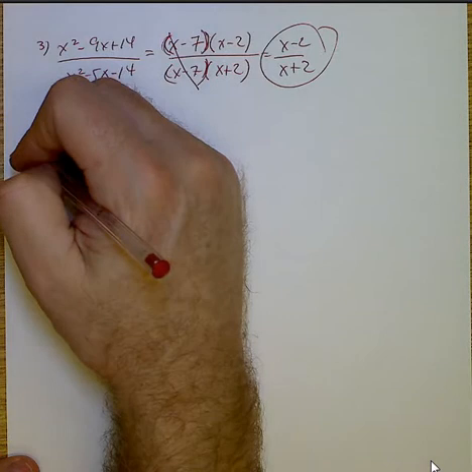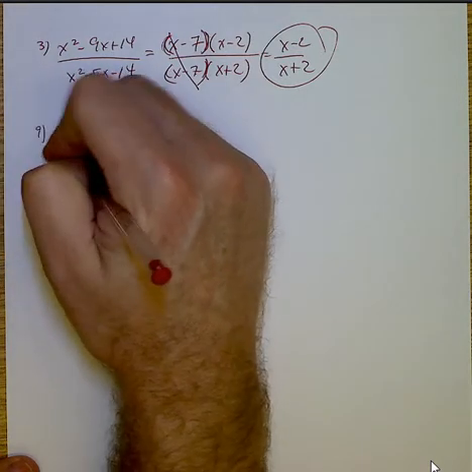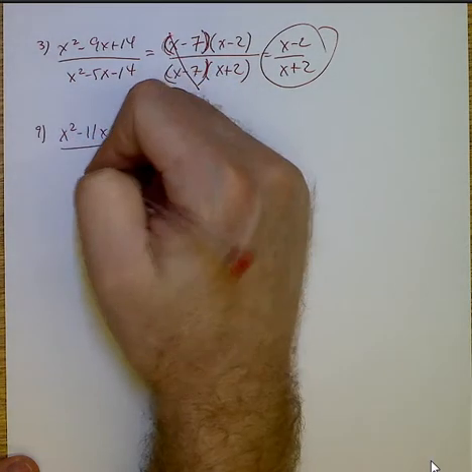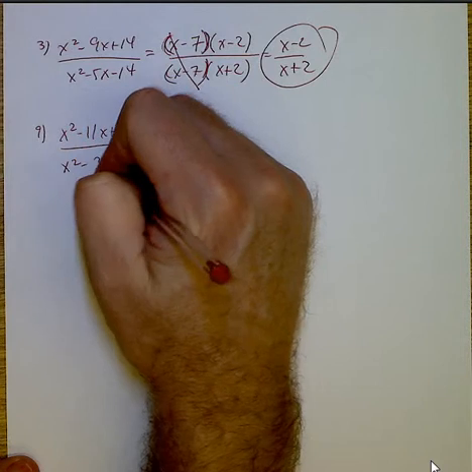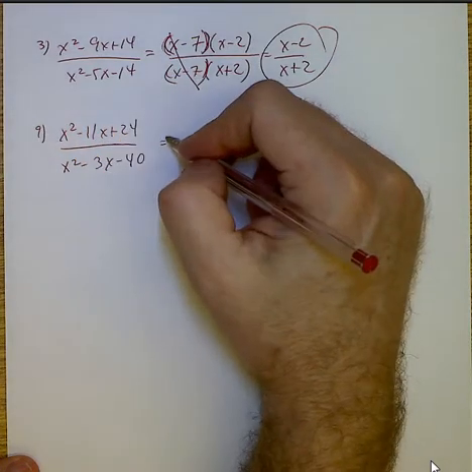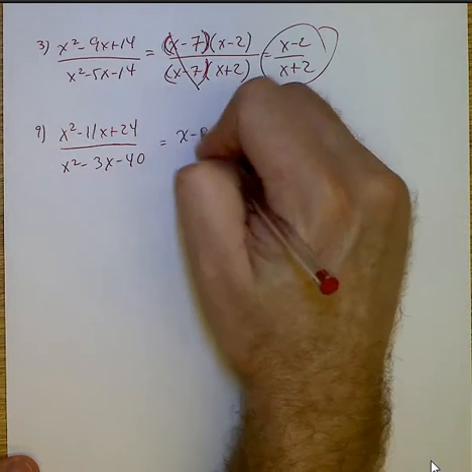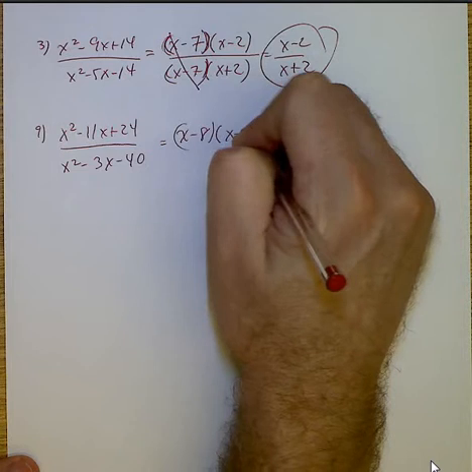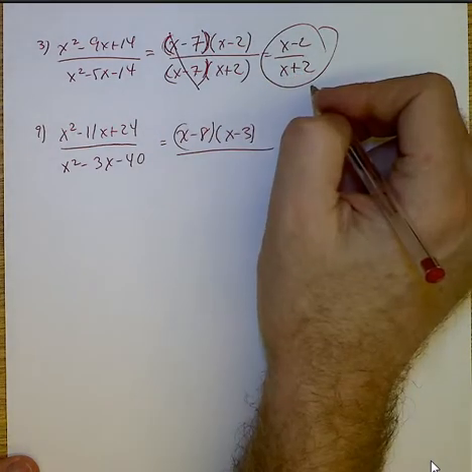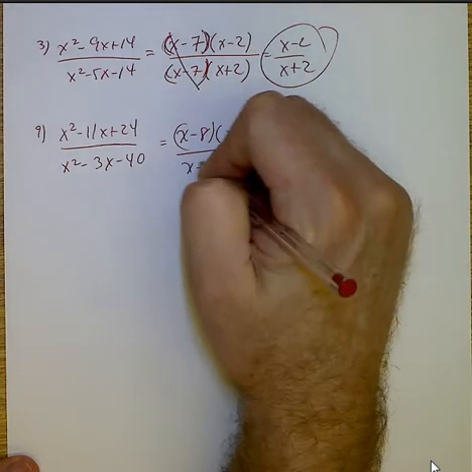Let's move on to, we'll say, number 9. In number 9, we're given x squared minus 11x plus 24, and we're asked to divide that by x squared minus 3x minus 40. First step, factor. In the numerator, two numbers that multiply to 24 and add to -11, and those numbers do exist. Go ahead and write those right here. In the denominator, we're looking for two numbers that multiply to -40 and add to -3. Those numbers exist as well, x minus 8, x plus 5.